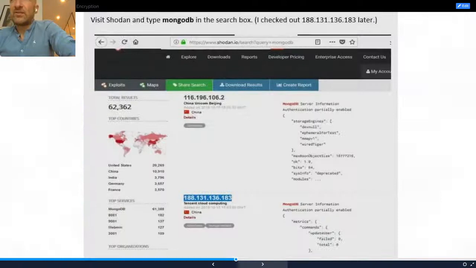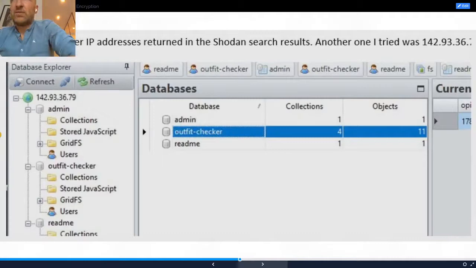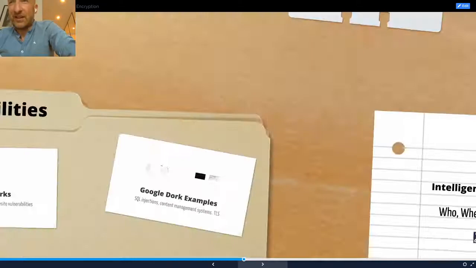So Shodan, if you want to go there and visit again, look for MongoDB databases. You type it in, you'll see MongoDB databases, and then you're able to use a MongoDB viewer, for instance, to see what is in those databases, which you can download. So these are freely available online.